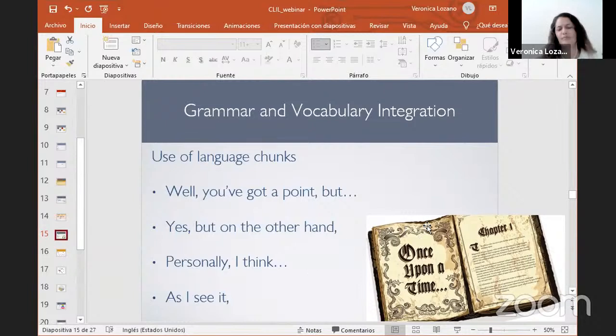So maybe if you are teaching economics or maybe some science, why not? You want to teach your students how to share their opinions and how to try to change someone else's opinions. So it would be very useful to study these chunks, to teach them so that they can use them and they can actually engage in a discussion.